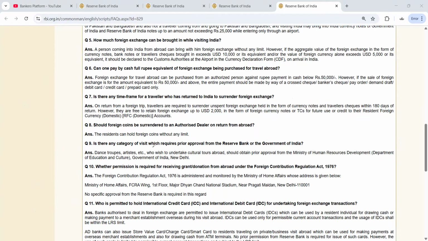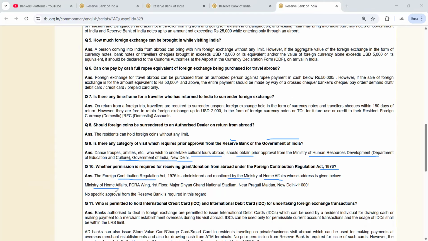Is there any category of visit which requires prior approval? Okay, so prior approval is required from the Reserve Bank or Government of India. So dance troupes, artists, etc., who wish to undertake a cultural tour abroad should obtain prior approval from the Ministry of Human Resource Development, Government of India, New Delhi. Okay. So whether permission is required for receiving grant or donation from abroad under the FCRA Act 1976. The FCRA Act is administered and monitored by the Ministry of Home Affairs.